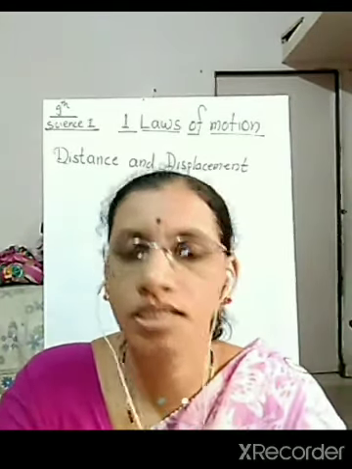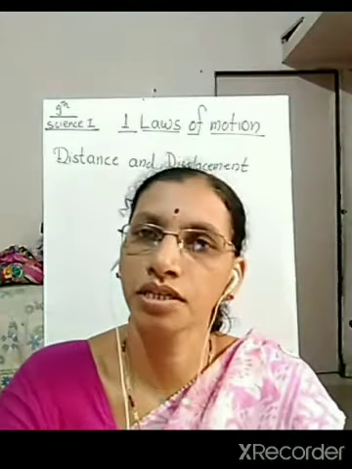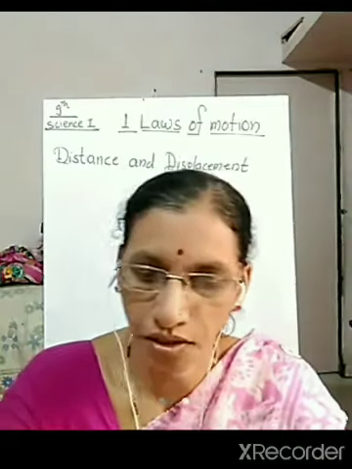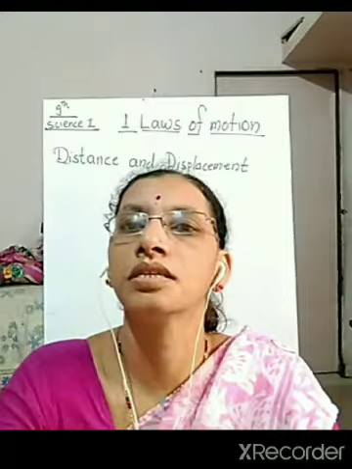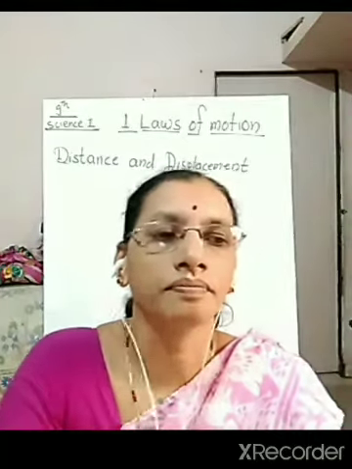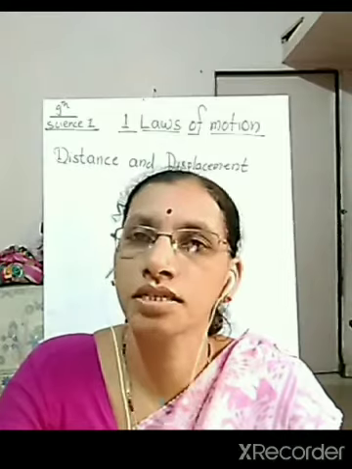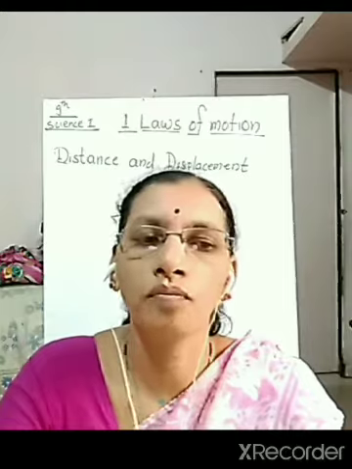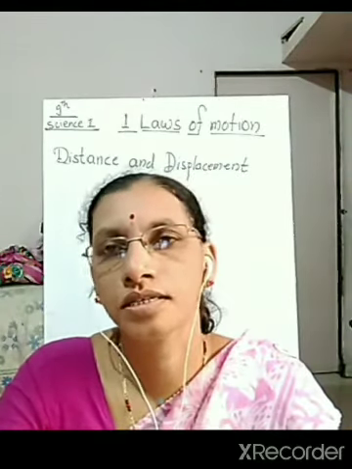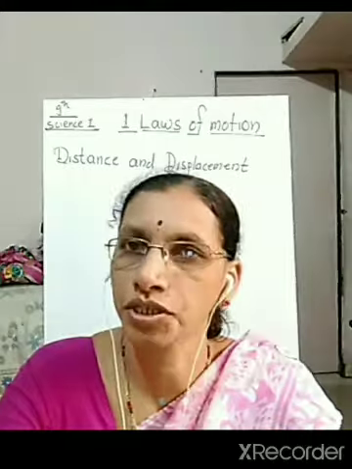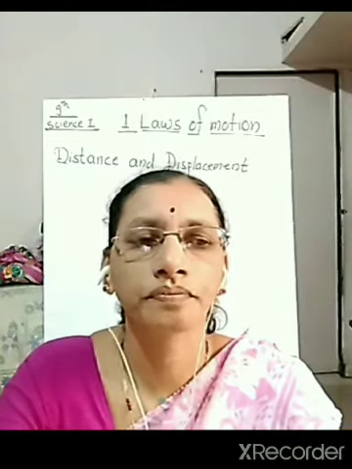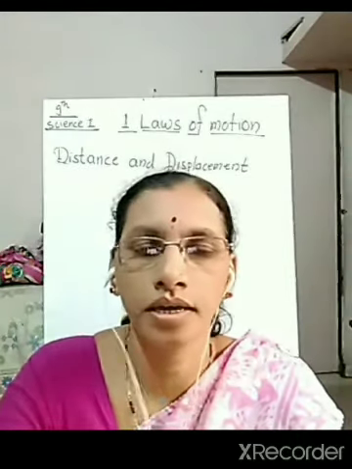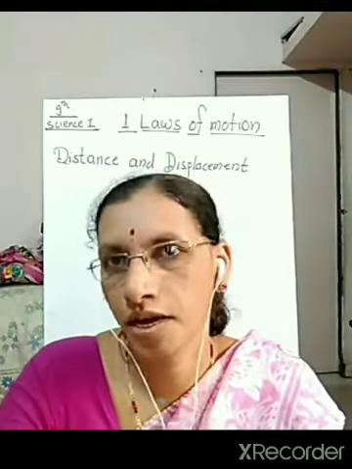Thus, the SI unit for distance is meter, and the SI unit for displacement is also meter, but there are some differences between distance and displacement. The distance is the length of the actual path traveled by an object in motion while going from one point to another, and displacement is the minimum distance between the starting and finishing points. Distance is always a scalar quantity and displacement is a vector quantity.